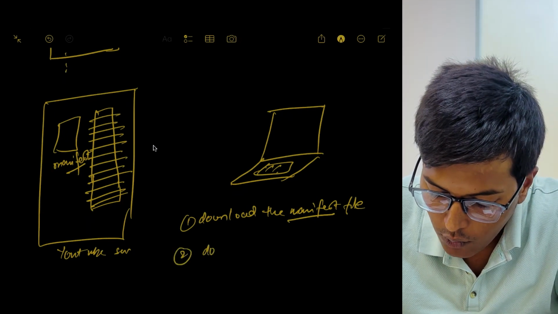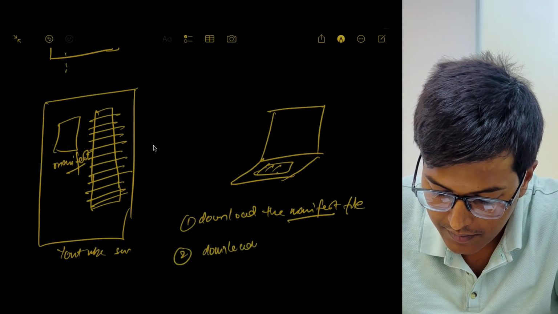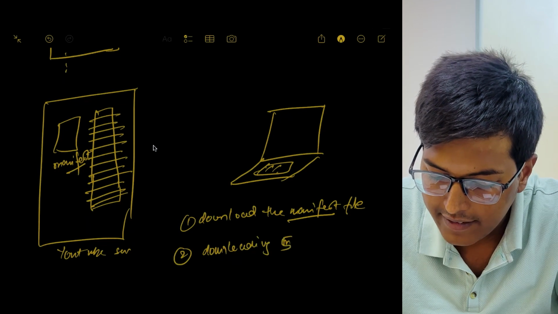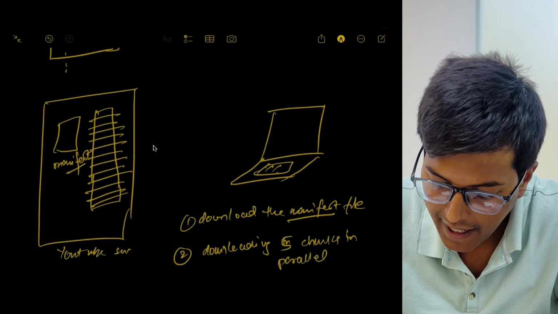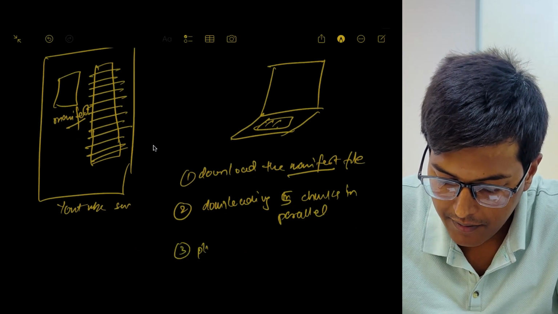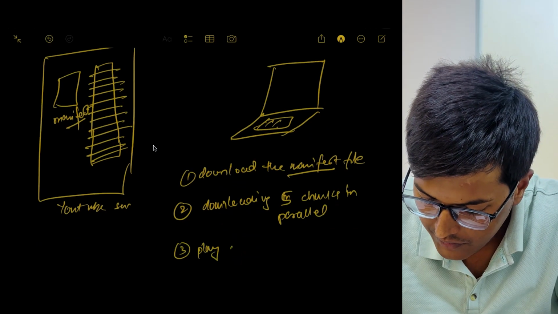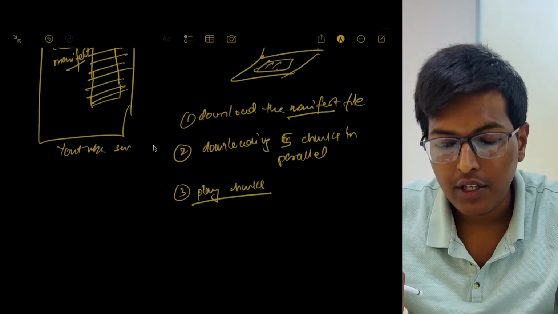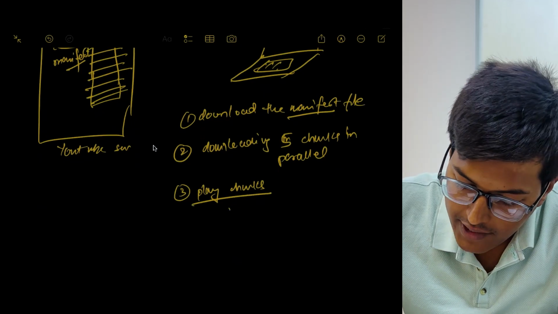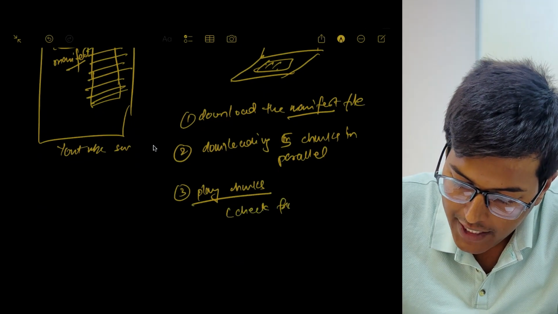Then you will start downloading multiple chunks, or let's say 5 chunks in parallel, and then play the chunks. However, while you are playing chunks, you will check from the manifest file.